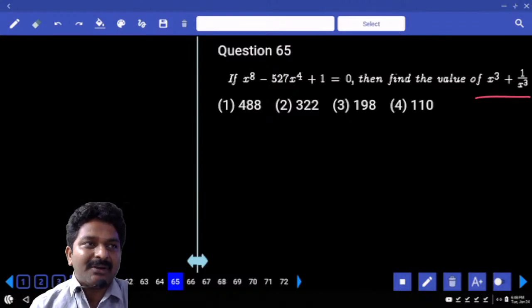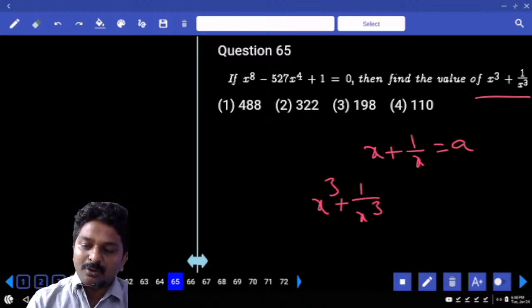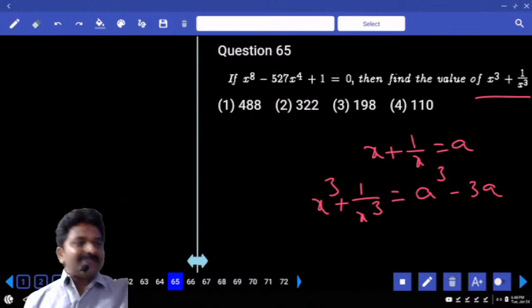x cube plus 1 by x cube. If you know x plus 1 by x, if it is equal to a, then x cube plus 1 by x cube is equal to a cube minus 3a. So what do you need to know? x plus 1 by x.